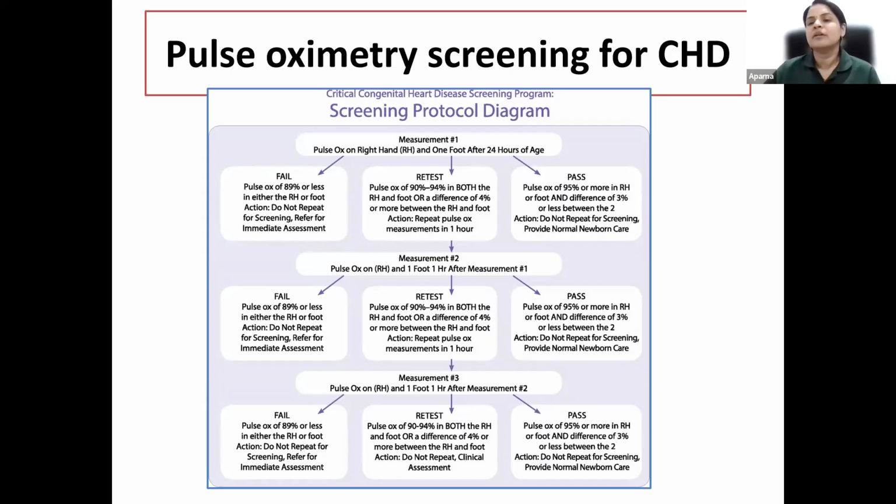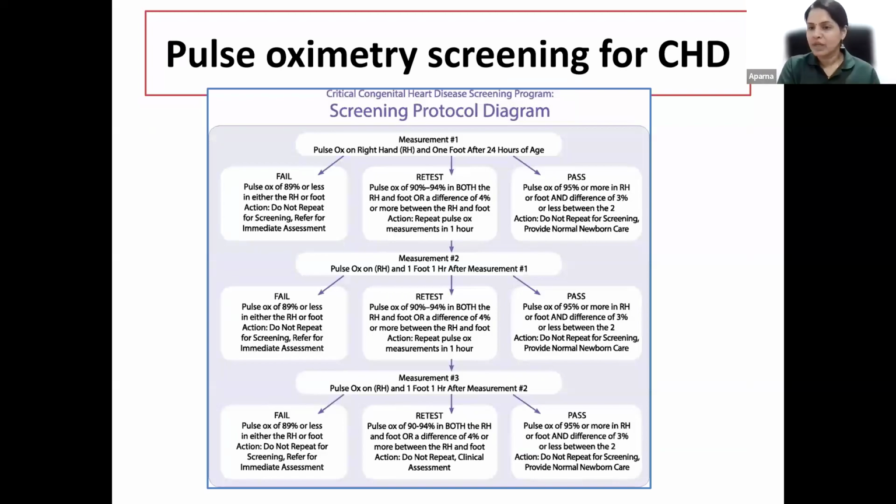And on the other hand, pulse oximetry screening is clearly considered to be a fail if the saturation in either of these limbs is 89% or below, irrespective of the pre-postductal saturation difference. Then we straightaway consider this as a failed screening and then we refer the baby for further detailed echocardiographic examination.